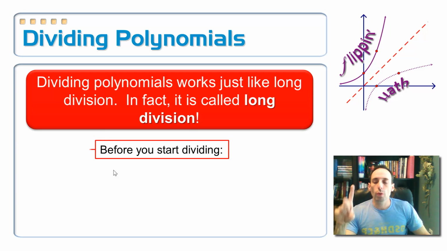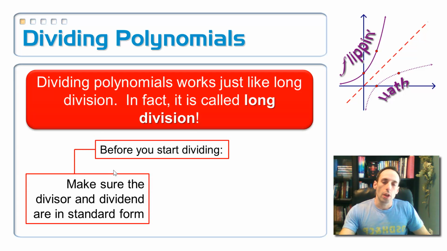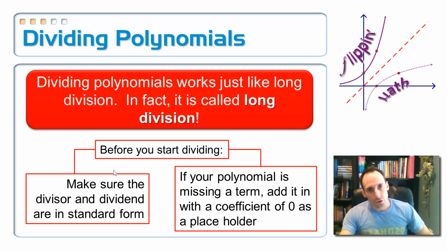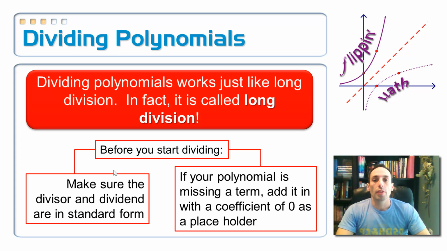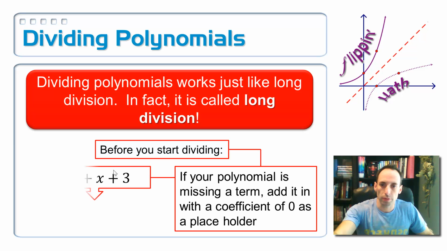Before you start your division, you want to make sure that your divisor and your dividend are in standard form. So put the thing that goes inside the house in standard form, and the thing that goes on the outside of the house, put it in standard form too. If you are missing any terms, for example, it goes x cubed, no x squared, and then an x, then I need to put a 0 in there as a placeholder. So here's an example of that.